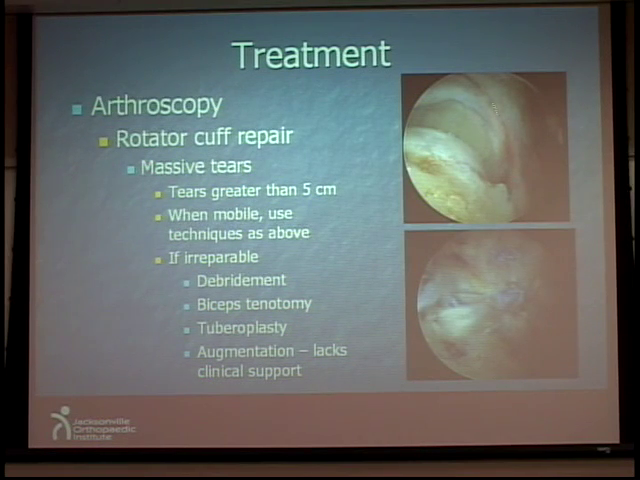including just debriding the edges of the rotator cuff, releasing the biceps tendon, doing a tuberoplasty or rounding the greater tuberosity, and there are extracellular matrices that can be used to bridge the gap, but as of now it does not have significant clinical support.